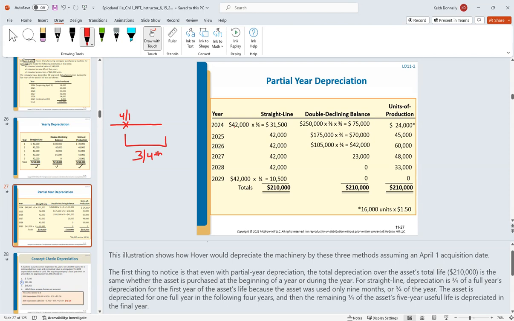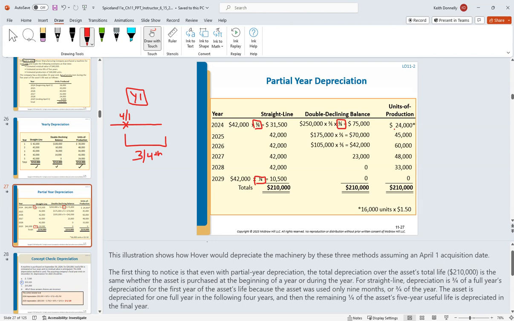So what we got to do is up front, in year 1, if we were to truly be accurate in this, you should only get 3/4 of the depreciation on it. Then in the final year, you'll get 1/4 on it, at least under straight line, because under declining balance, we're just going to plug it on there.